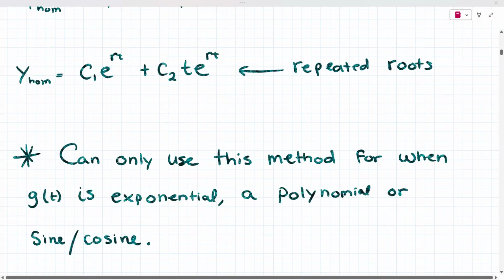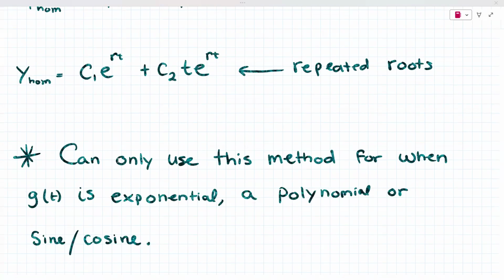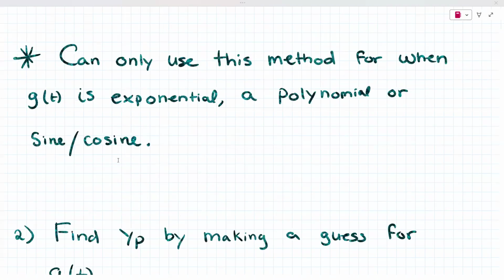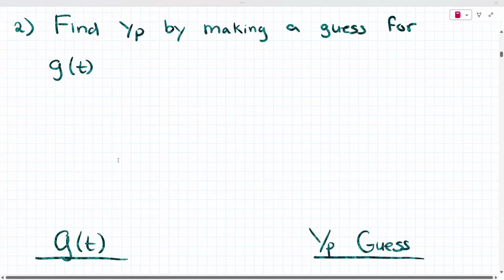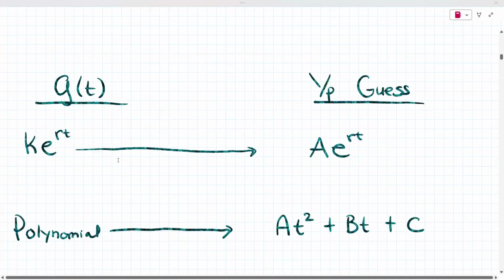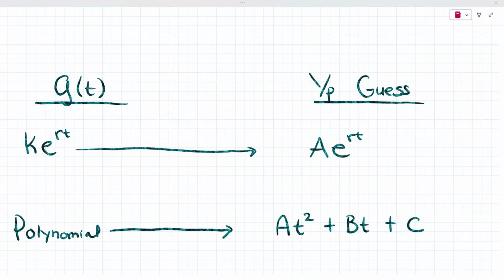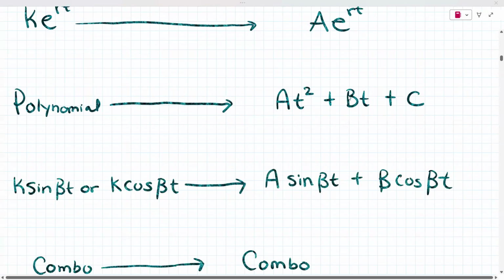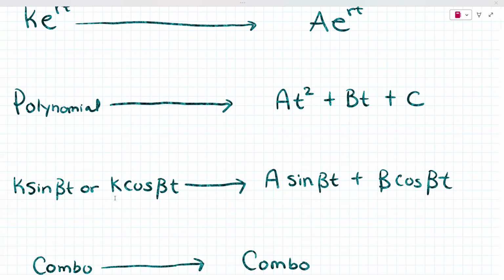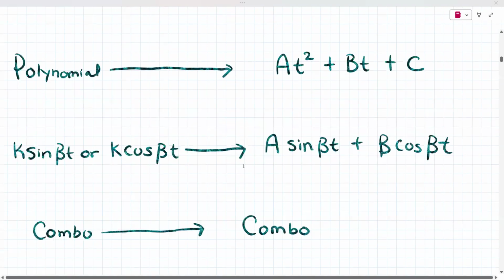You can only use this method when g of t is an exponential, a polynomial, or a sine or cosine. Then find yp by making a guess for g of t. We just talked about this. If you have a k e to the rt, your guess is A e to the rt. For a polynomial, it is At squared plus Bt plus C. If you have a sine or cosine, k sine bt or k cosine bt, your guess would be A sine bt plus B times cosine bt. If you have a combo, you do all of those.